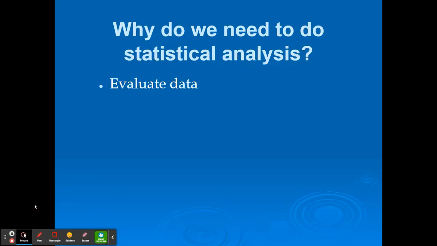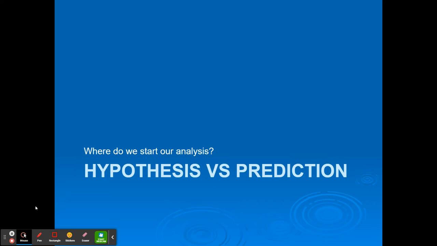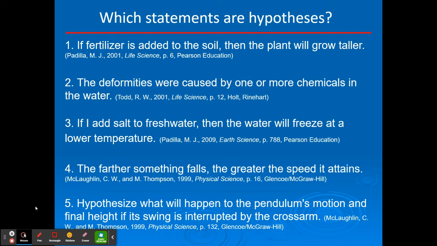So, why do we need the statistical analysis? Well, we need it to evaluate the data that we have, to make sense of all the numbers. And this is where we get to what is a hypothesis versus what is a prediction. So if we look at all of these statements on here, which ones are actually scientific hypotheses? If we look at the first one, if fertilizer is added to soil, then the plant will grow taller. Typically we learned before that if we have an if-then statement, that is a hypothesis.